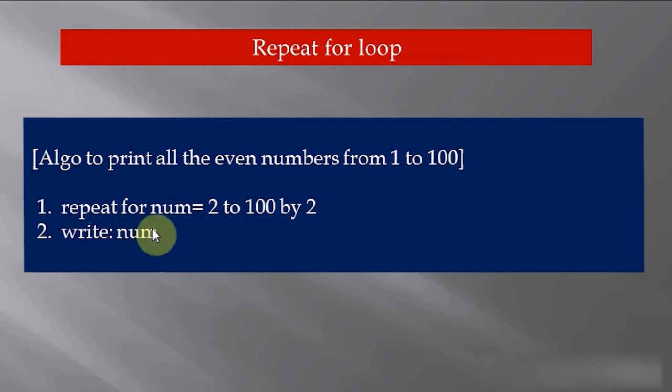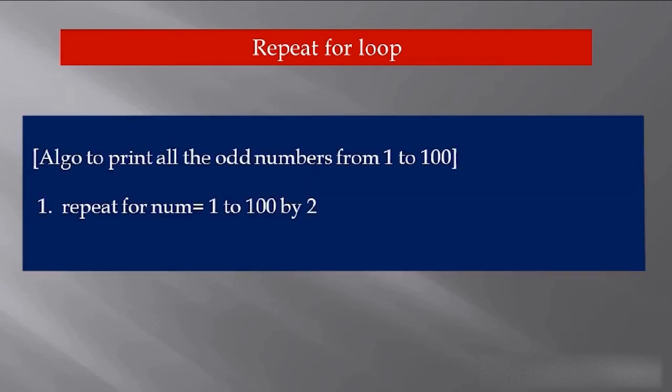It will come to this place, 4 will be printed. Again it will go up. From 4 it will become 6. 6 will be printed, 8, 10, 12, 14, and so on. The last value of num that will be printed is 100. Again it will go up and it will increment the value of num by 2. It will become 102, but now the condition is false because we have clearly stated that repeat for num is equal to 2 to 100. That means this loop will go on as long as the value of num is between 2 and 100. So the loop will break, and this is the end of this algorithm, right?